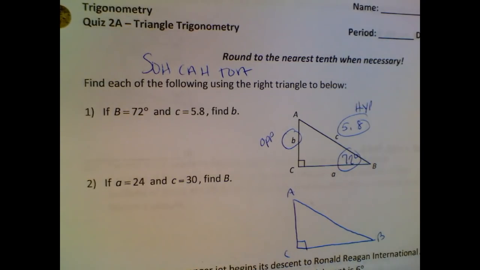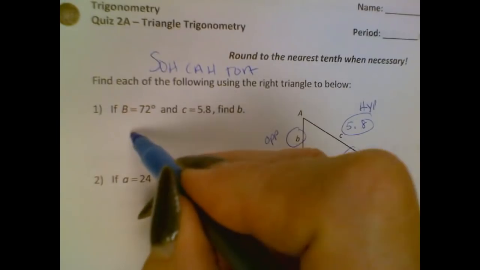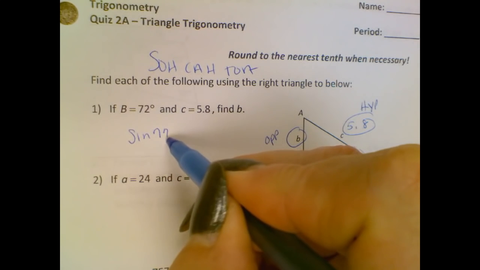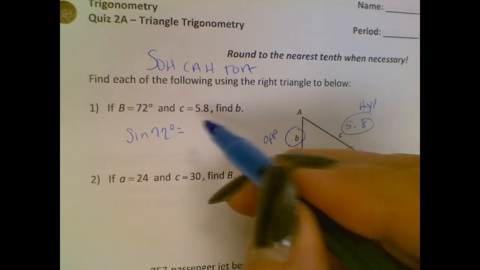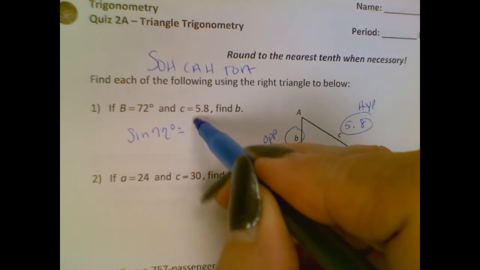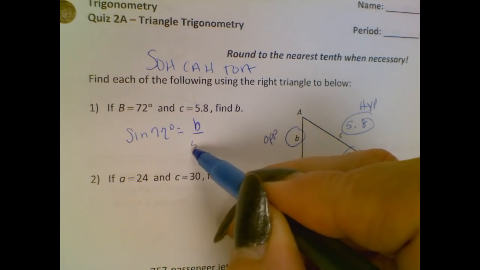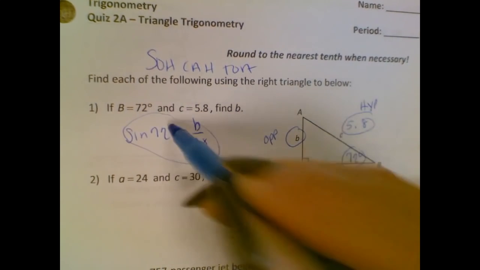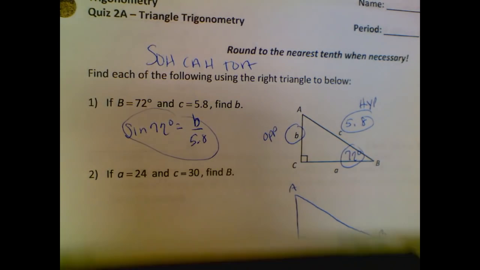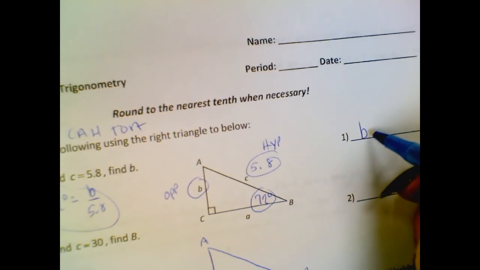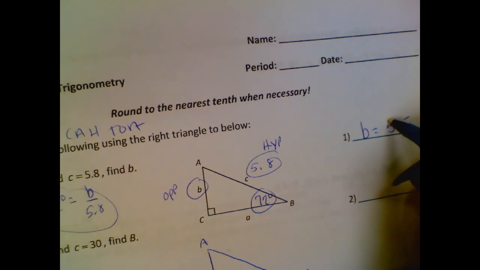So which one of those of the SOHCAHTOA would you use? You would say sine. So you go sine 72 equals opposite, which is b, over hypotenuse, 5.8, and you just cross multiply. So you go sine 72 times 5.8, 5.5. And that's b. So b is 5.5.